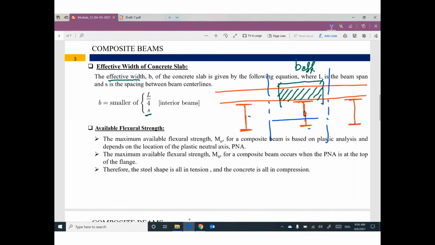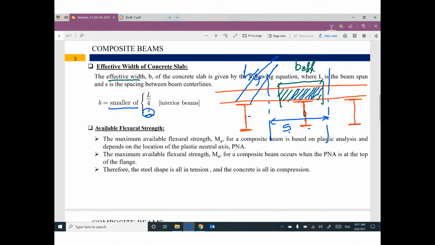This beam and this beam, we have centerline in between. So this distance S can be the effective width. Or this beam has a span L divided by 4 that can give you the effective width. Which one am I going to use, S or L divided by 4? I'm going to use the smaller value. Does that make sense? That makes sense.